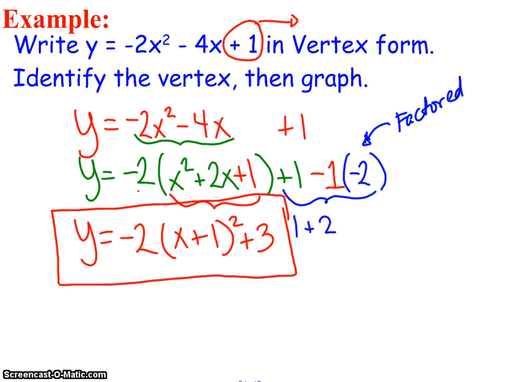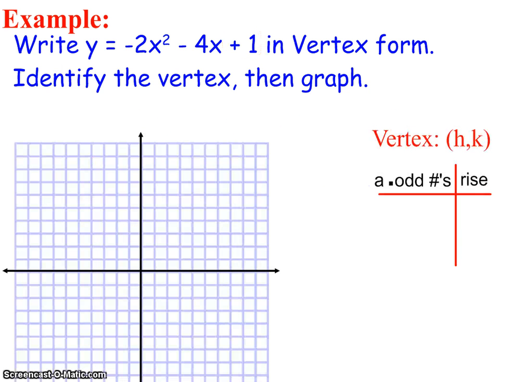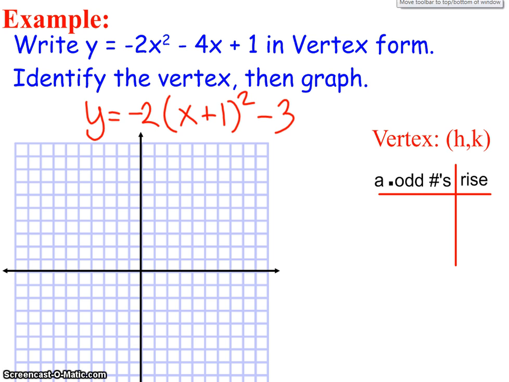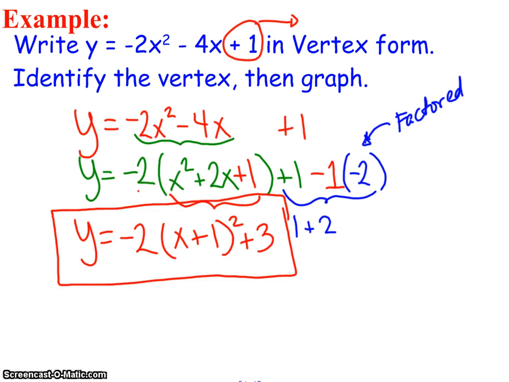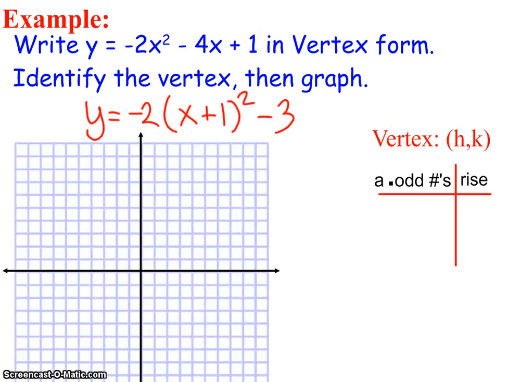So let's graph that. So we had y equals negative 2 x plus 1 minus 3. Let me just check back real quick. Plus 1 plus 3. Okay, my bad. All right, so let's graph the vertex. What's the vertex?